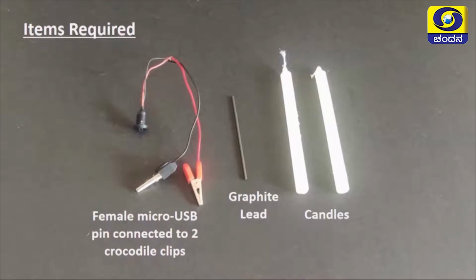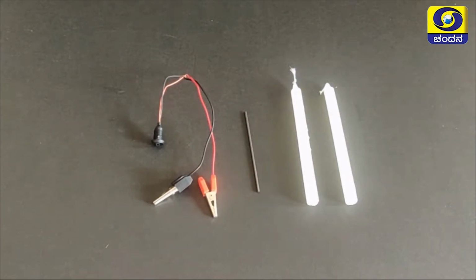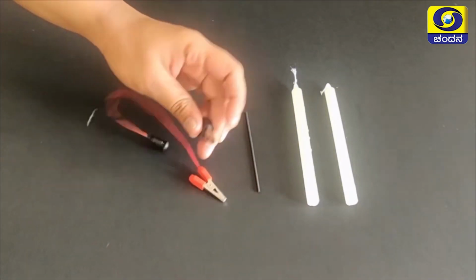Children, this is an experiment to demonstrate the heating effect of electric current. Here we make use of a female micro USB pin and 2 crocodile clips which are connected with each other, a graphite lead, and also 2 candles. Through this experiment we will verify whether, when electric current is passed through the graphite lead, there is any change in its temperature.